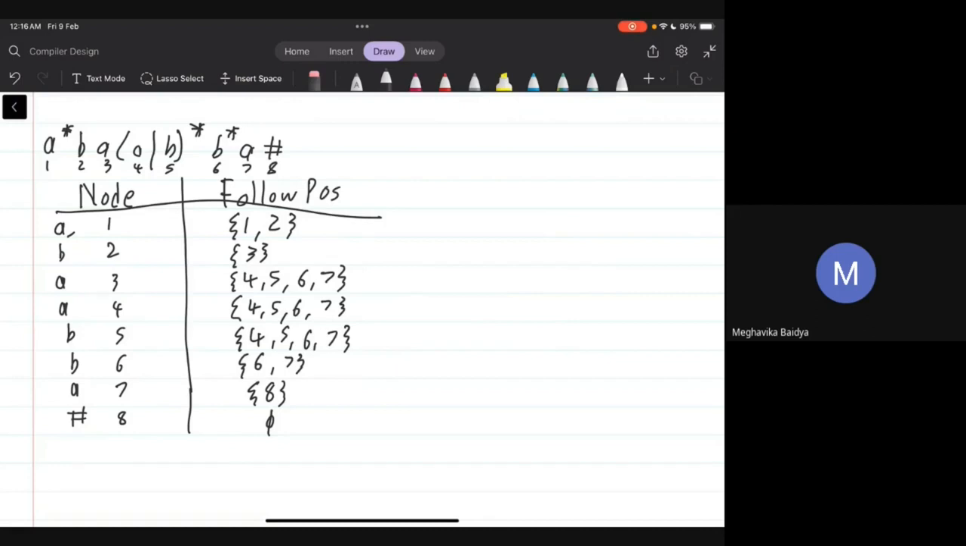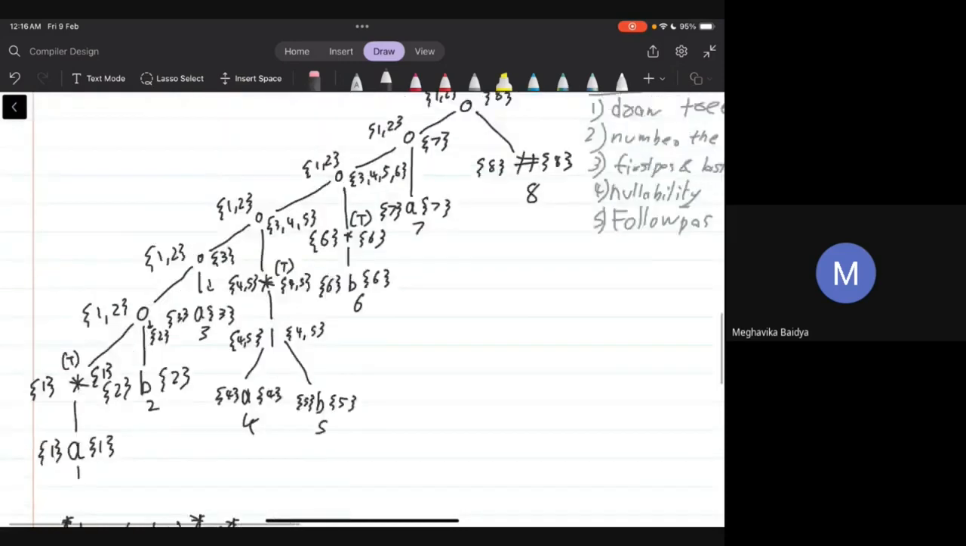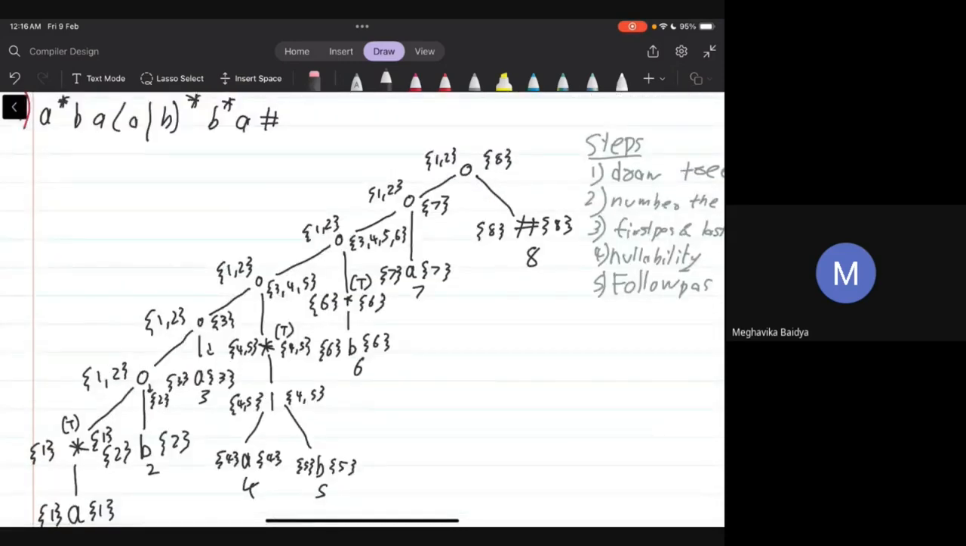What transitions are we going to do? The transitions of the states. So what you do is you go back to this table and you find the follow pos of the root node. This is the topmost node, right? So you take the first pos of the root node, which is 1 comma 2, and you write this. That is your starting state. You write this as A equals 1 comma 2.